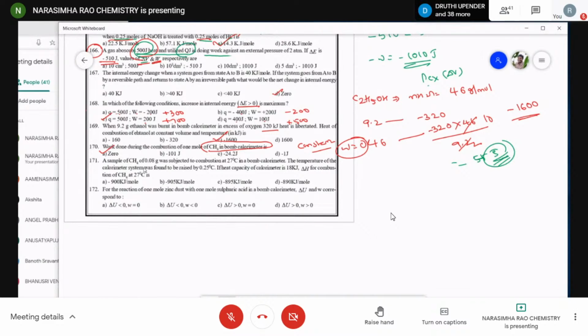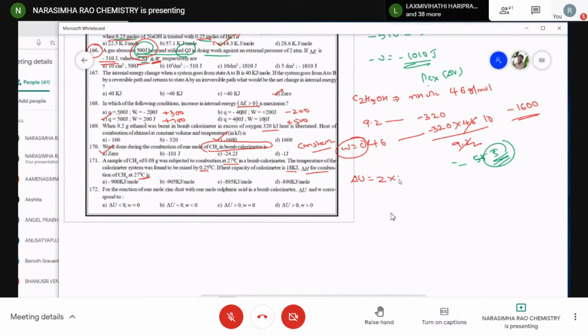Next, a sample of CH4, 0.08 grams, was subjected to combustion at 27 degrees C in a bomb calorimeter. The temperature rise of the calorimeter was found to be this one. The heat capacity of the calorimeter is this one. Then find the delta H for this reaction at the same temperature. First find the delta U, then change to delta H.